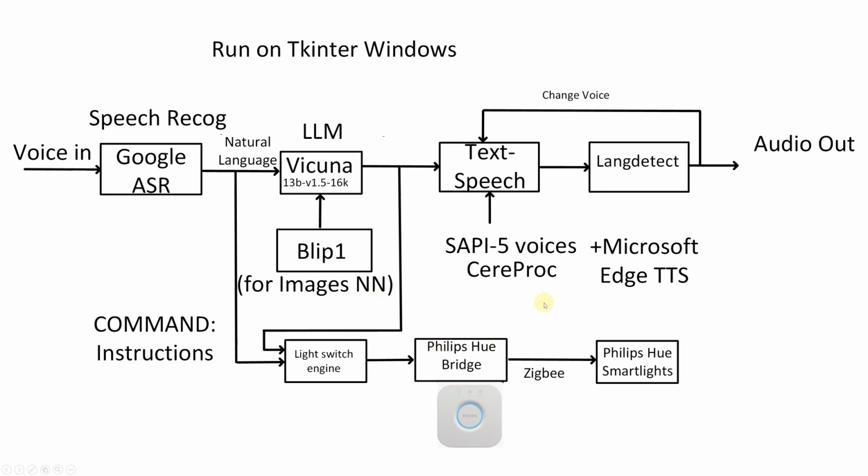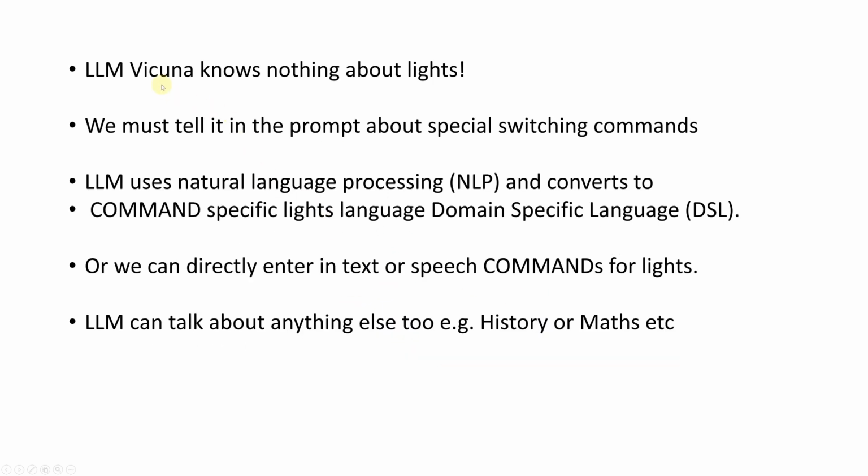Anyway, that's that. So a large language model doesn't know anything about lights. If you just told it, switch light one on, could you switch the lights on, please? It'll say, I'm a large language model, I don't know anything about lights, I don't know what you're talking about. So you've got to tell it in the prompt, the system prompt that is, about the switching commands.